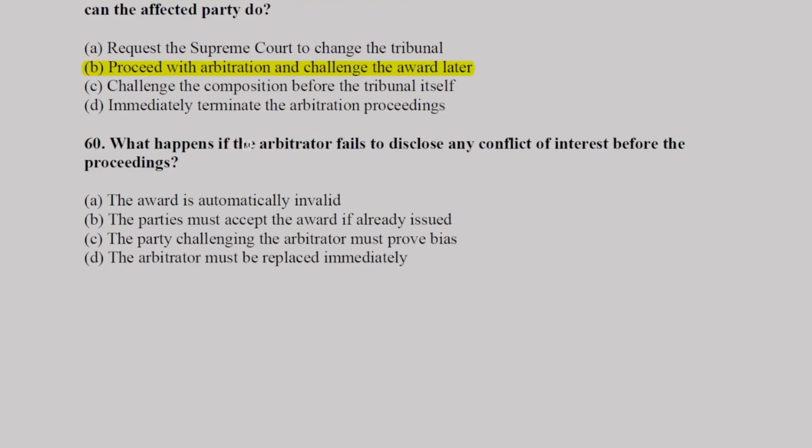What happens if the arbitrator fails to disclose any conflict of interest before the proceedings? The award is automatically invalid. No. The parties must accept the award if already issued. No. The party challenging the arbitrator must prove bias. The arbitrator must be replaced immediately. So the answer would be C.